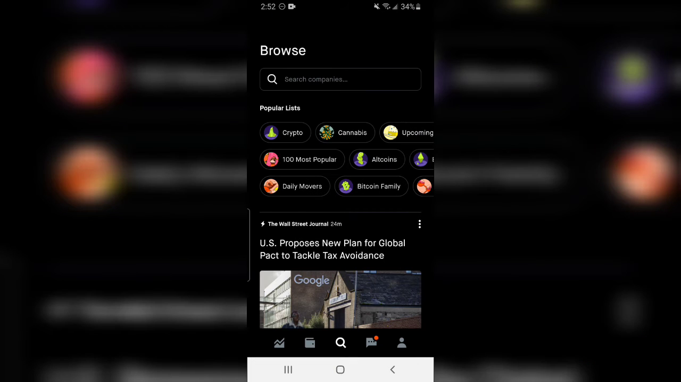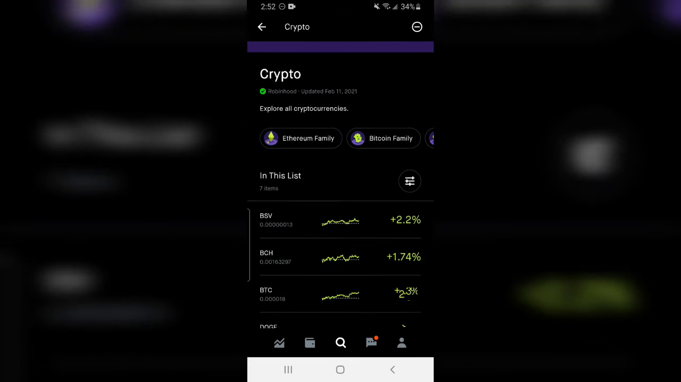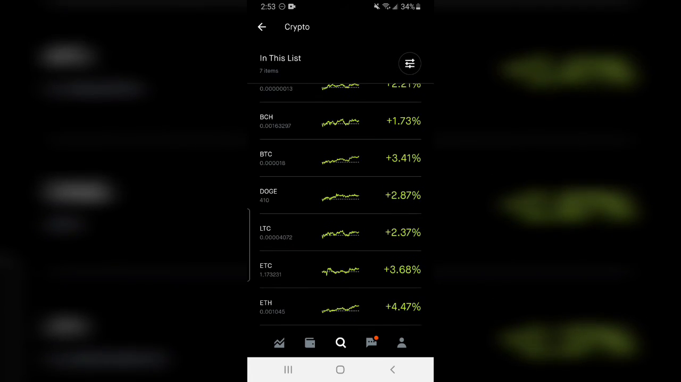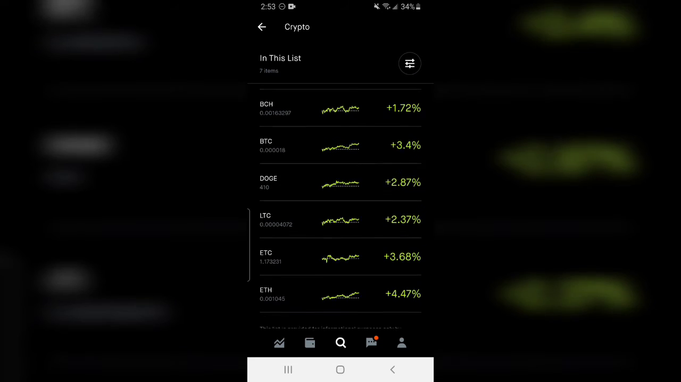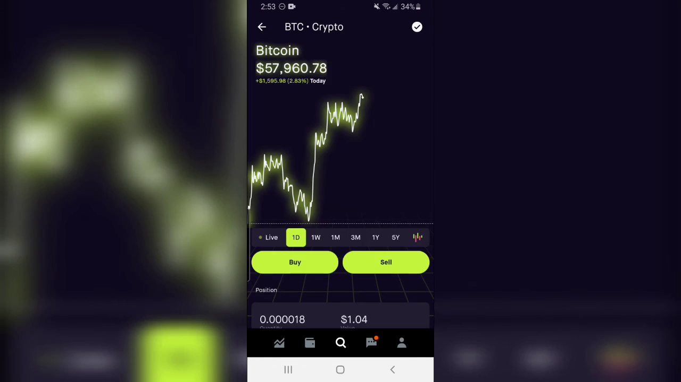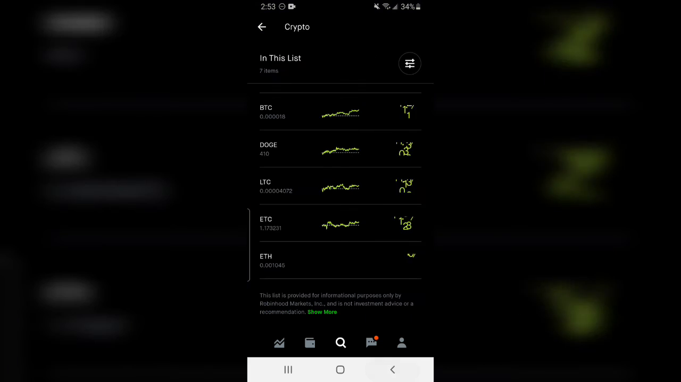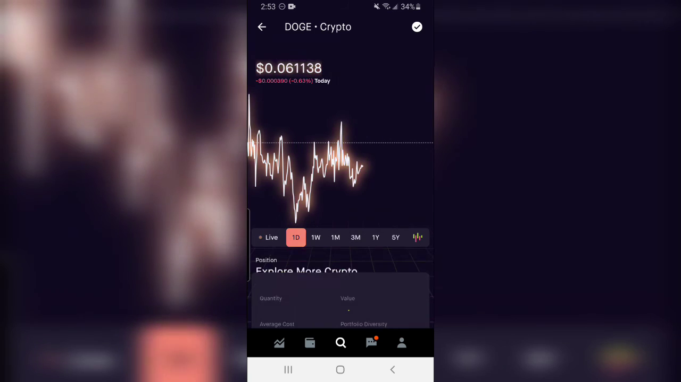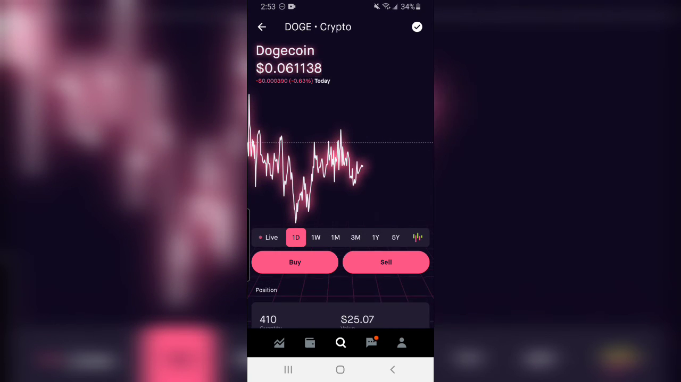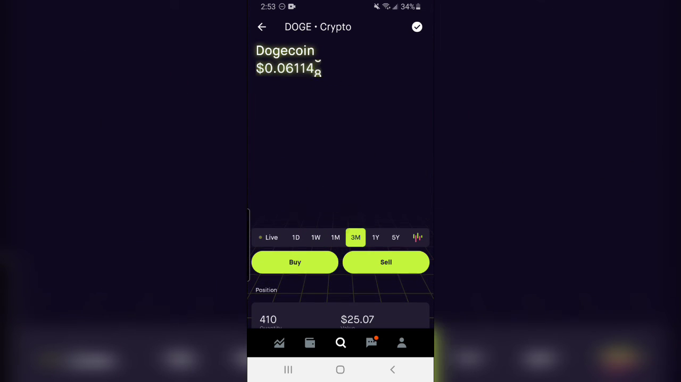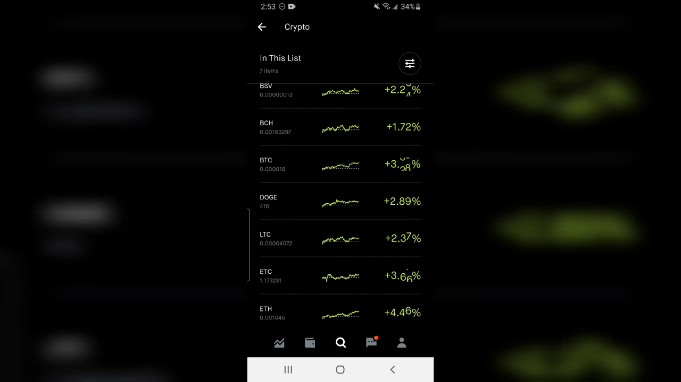And they also have crypto. Crypto is very good to invest in right now. But yeah, Robinhood doesn't have too many cryptos. They only have 7, but they have the main ones. They have Bitcoin, which is the largest crypto, and they have Ethereum, which is the second largest crypto. And then they have Doge, which is one of the smallest ones. And Doge is actually one of my favorite cryptos, and it's definitely going to go up soon. So definitely watch out for that too.